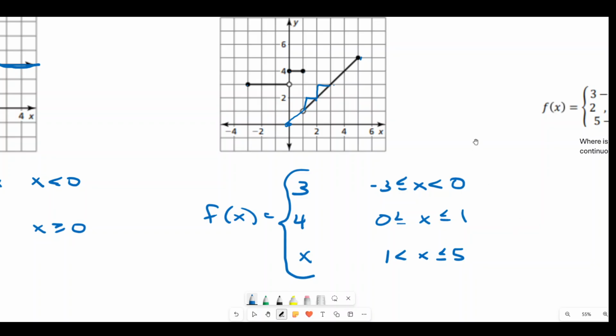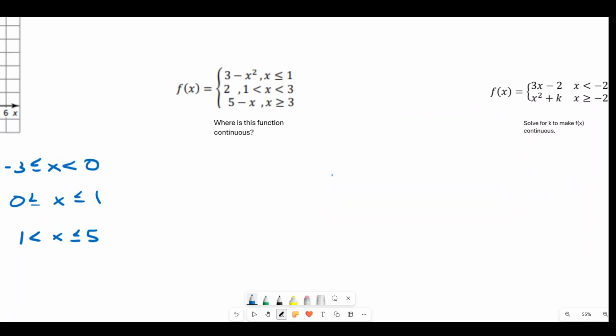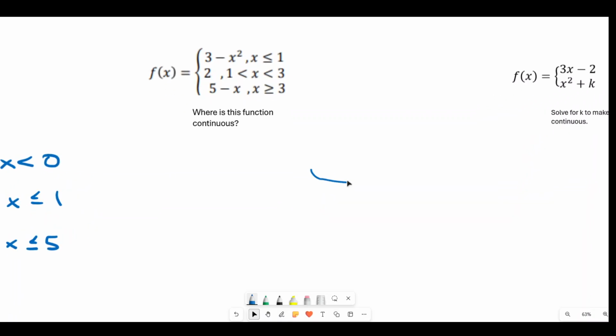Okay, then let's look over here. So we also talked about the concept of continuity on a piecewise function. So this says, where is this function continuous? So we can see that the function starts below or equal to 1. So like negative infinity is part of that, and so is negative 100. You know, so negative infinity to 1, we're following this function rule.